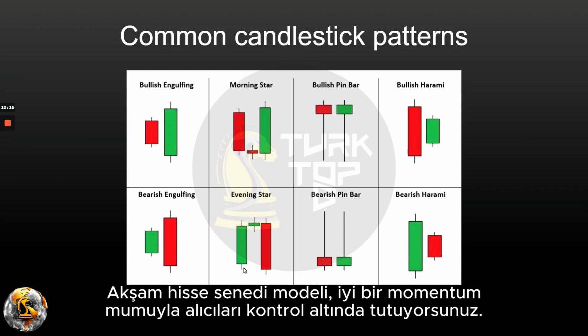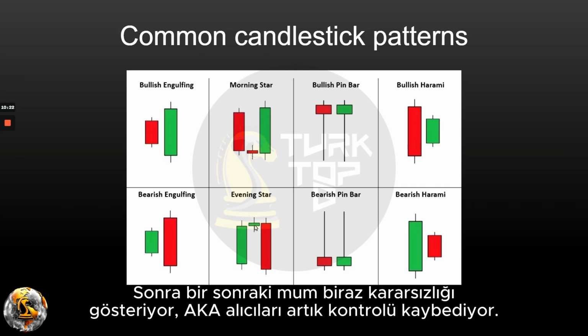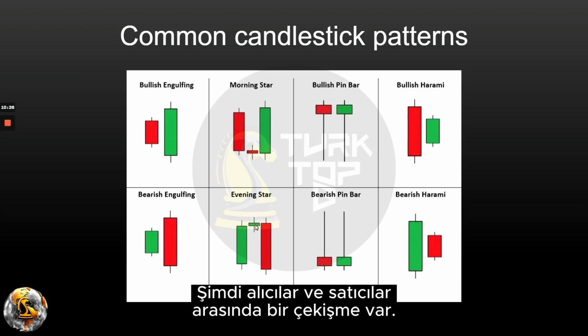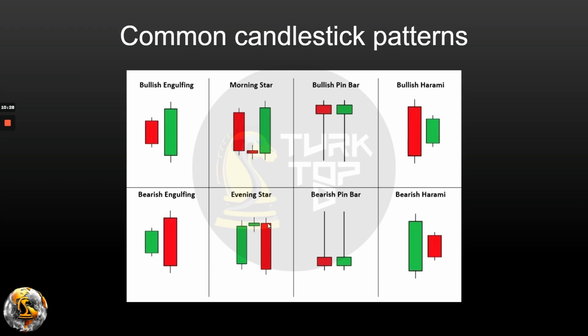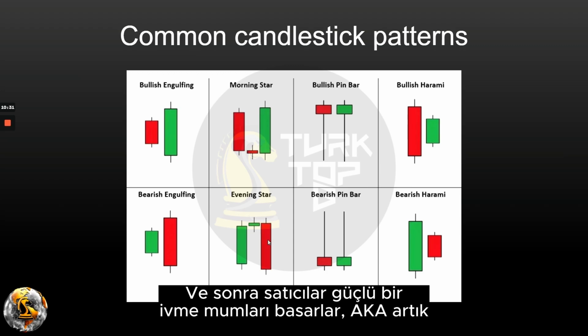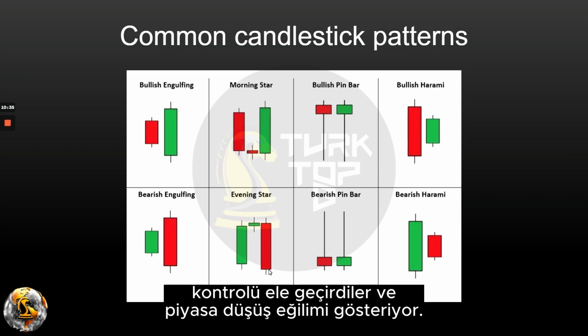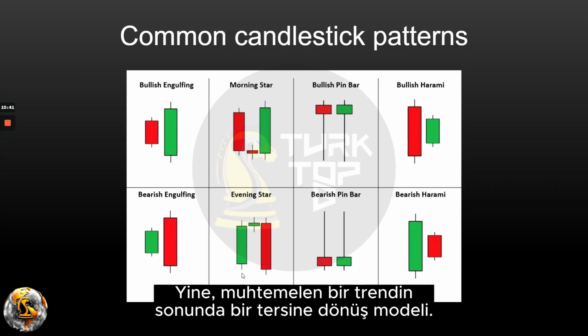Evening star pattern, you have the buyers in control with a good momentum candle. Then the next candle shows some indecision, aka buyers are losing control now. Now there's a fight between buyers and sellers. And then the sellers print a strong momentum candle, aka they have gained control now and the market is bearish. Again, a reversal pattern, probably at the end of a trend.